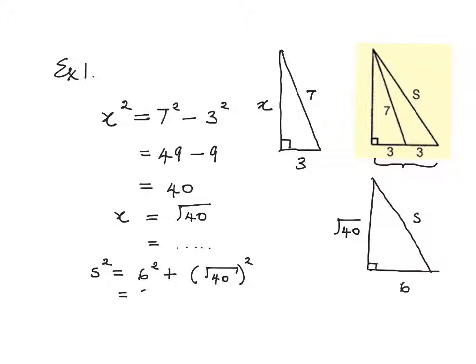6 squared is 36. And square root of 40 all squared, well, it's just this answer here, 40. And that's 76. And if we take the square root, we get the answer 8.72.